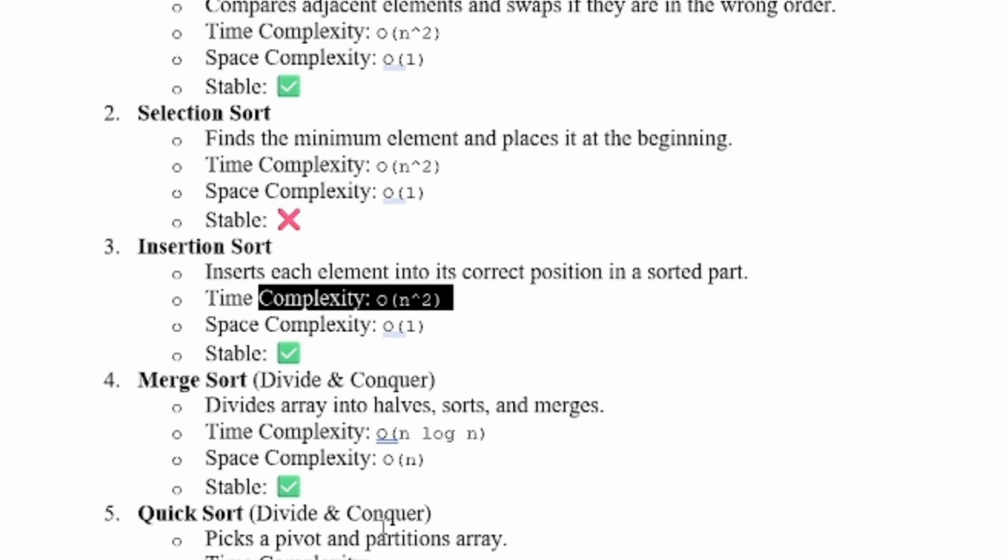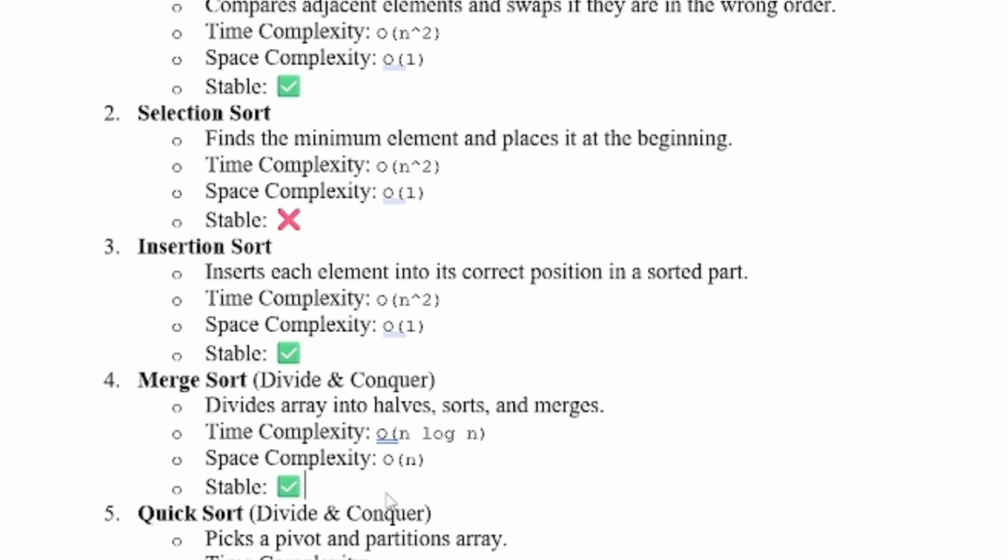Now come to the fourth one, merge sort. Merge sort works on the divide and conquer technique. Basically, divide the array into two halves, then sort and then merge. Time complexity for merge sort is O(n log n), space complexity of merge sort is O(n), and this is a stable algorithm.